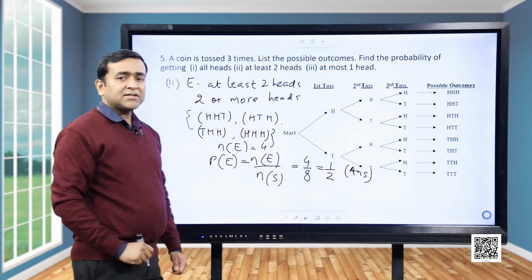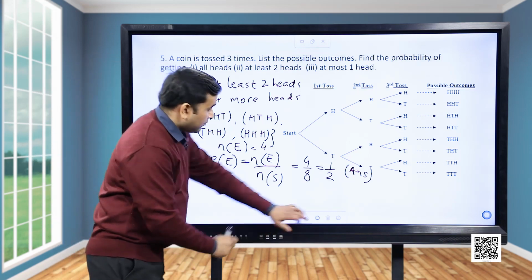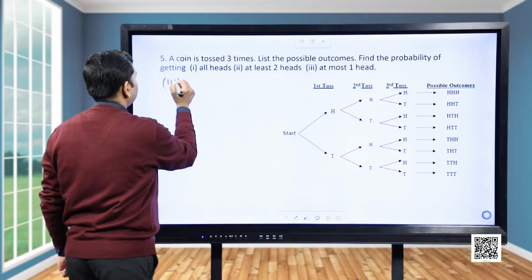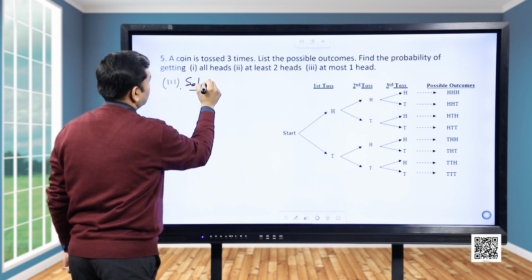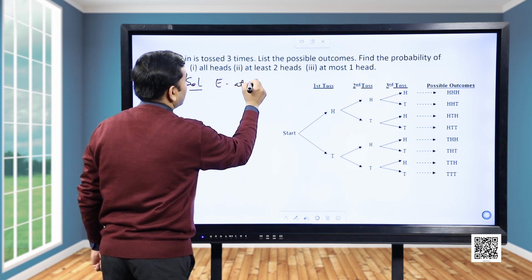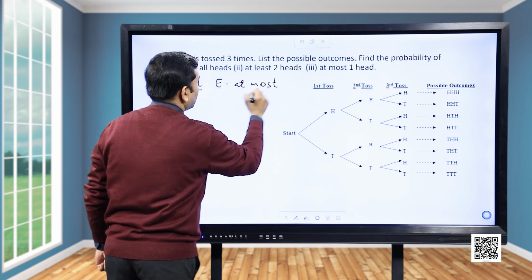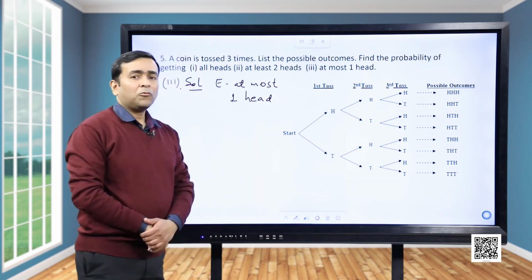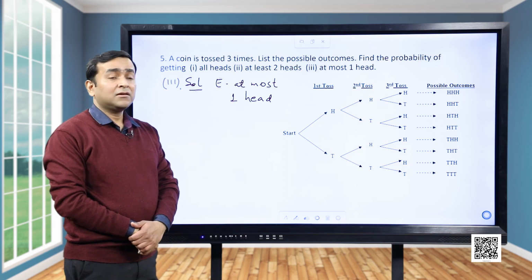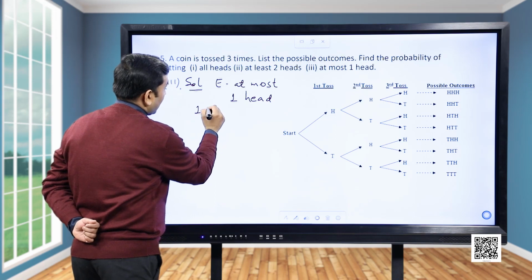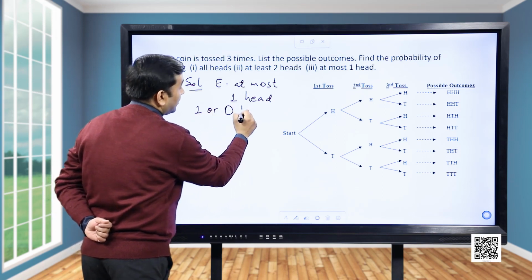Okay, did you understand? Let us go to the third part. We need to find the probability of getting at most one head. Let us solve this. So E be the event of getting at most one head. Now, what does at most mean? At most means 1 or less. 1 or 0 head.